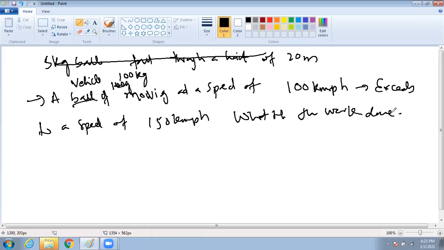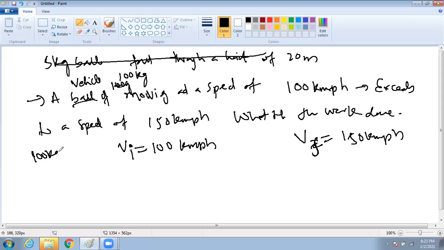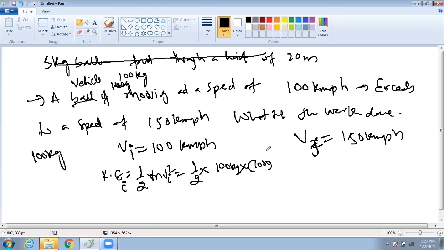So how will you do it? When the body was moving first, your V1 was 100 kilometer per hour. This is the initial velocity, and the final velocity became 150 kilometer per hour. Am I correct? And the mass of the vehicle is 100 kg. I am asking what is the work done. So what did we learn? Work done is nothing but the change in the kinetic energy of the body. Now, what is the formula for kinetic energy? Half m v square. So initial kinetic energy is half into 100 kg into 100 square. And K final will be half into 100 kg into 150 into 150. Correct or not?